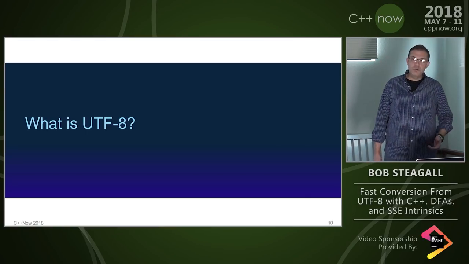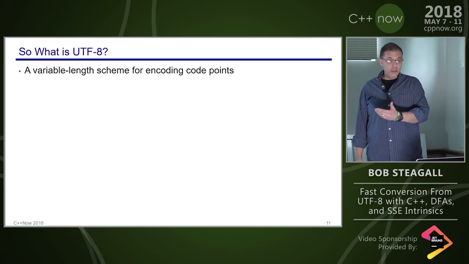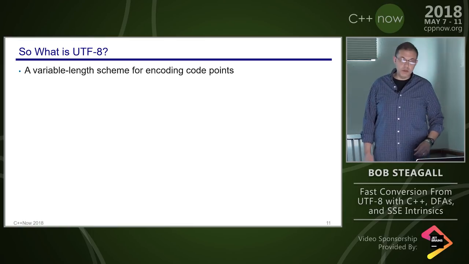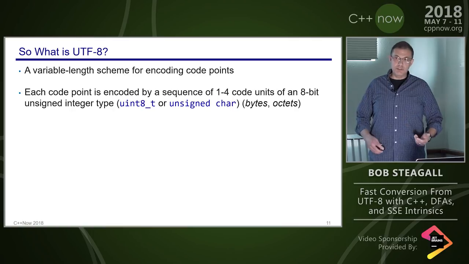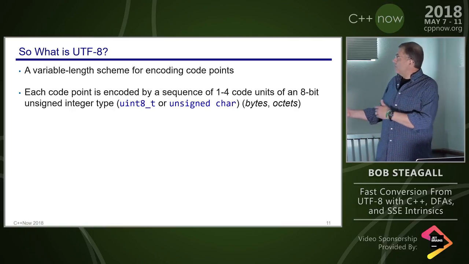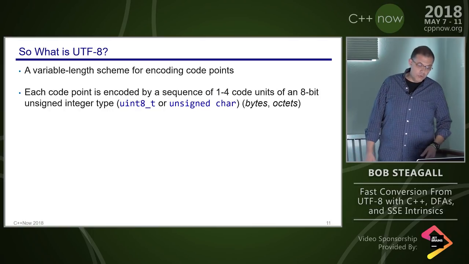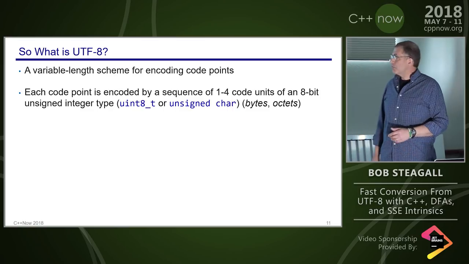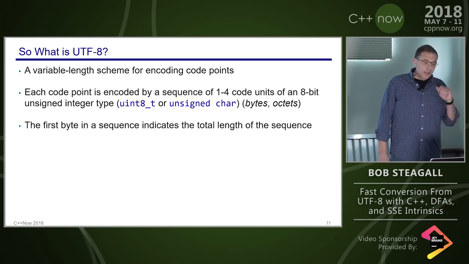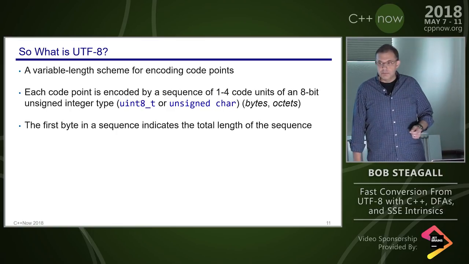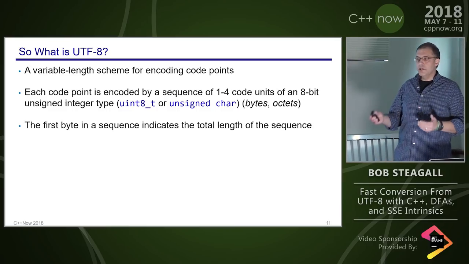Okay, so what is UTF-8? UTF-8 is a variable length scheme for encoding code points. Every code point is encoded by a sequence of 1 to 4 code units of an 8-bit unsigned integer type. And they could be uint8_t or unsigned char. Throughout this talk, I will call them code units. I may also slip and refer to them as bytes or octets. The first byte in a valid UTF-8 sequence determines the total length of that sequence.